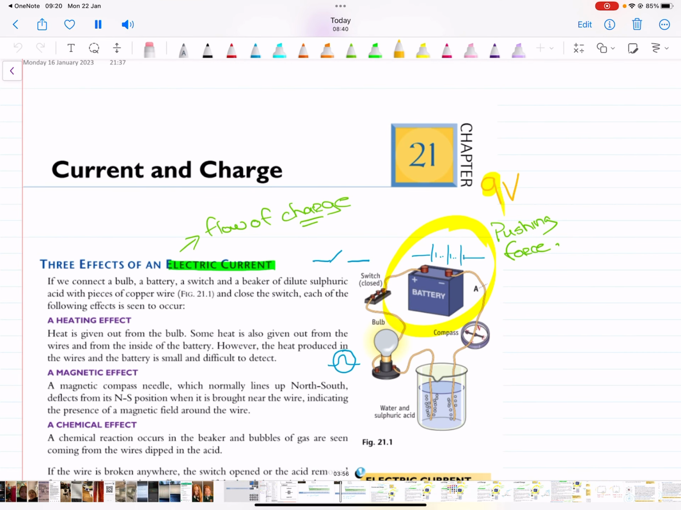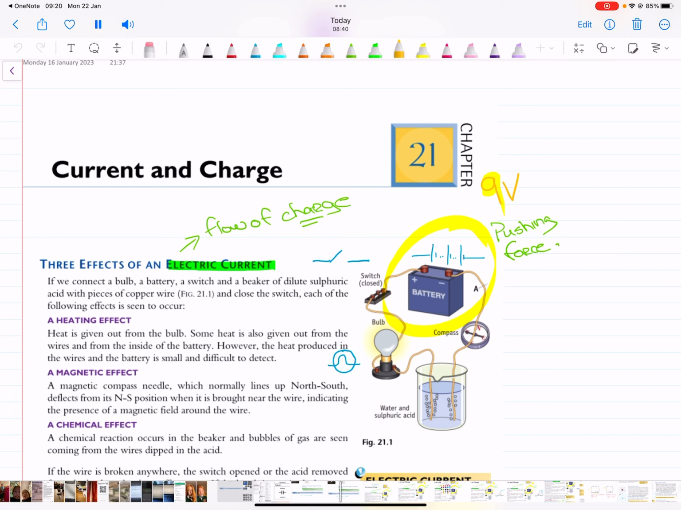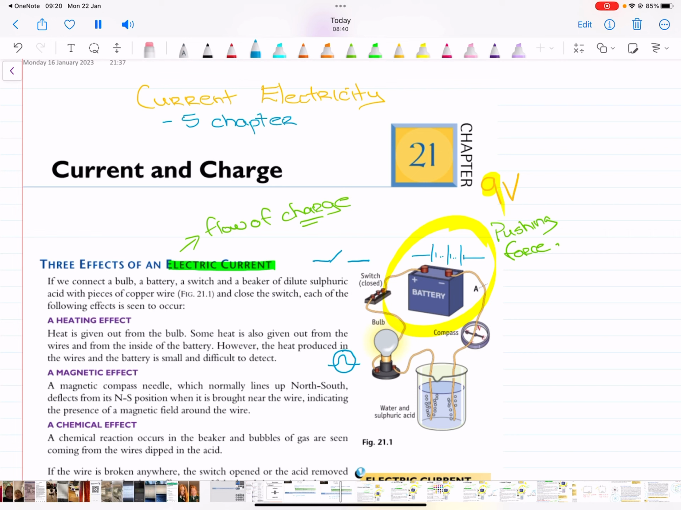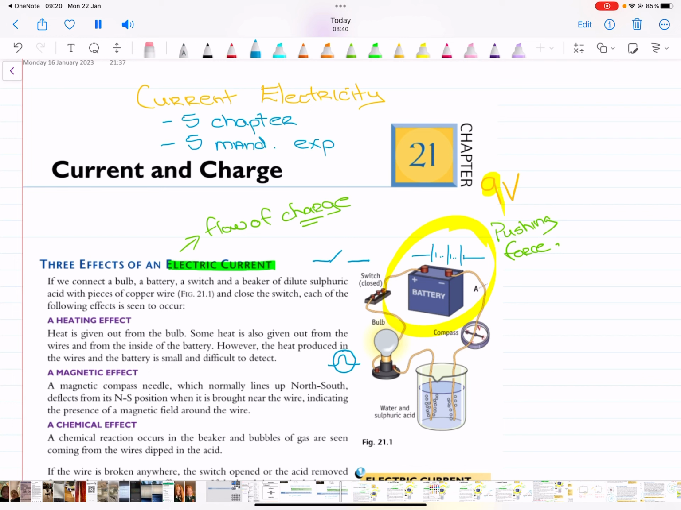I then wanted to do chapter 21 because it's very quick. So the first thing in chapter 21 was about the 3 effects of flowing charge, of electric current, which is flowing charge. There's a diagram here, not a component diagram. I've drawn the circuit symbol for a battery and the circuit symbol for a bulb. So the first one is the heating effect.